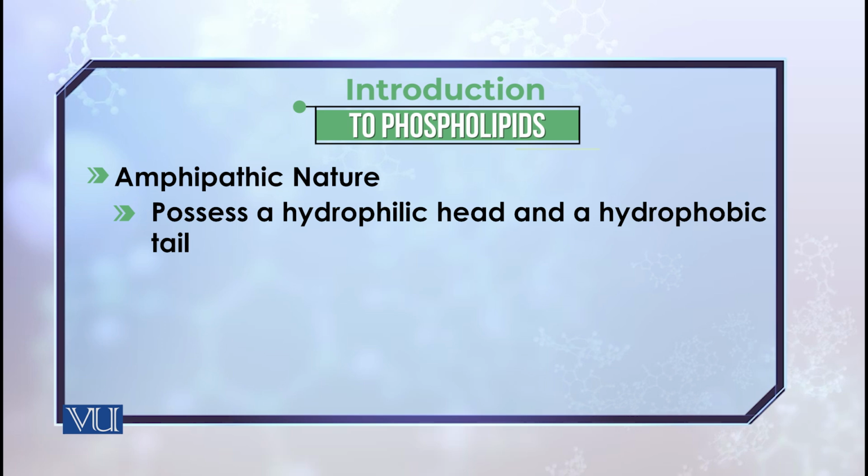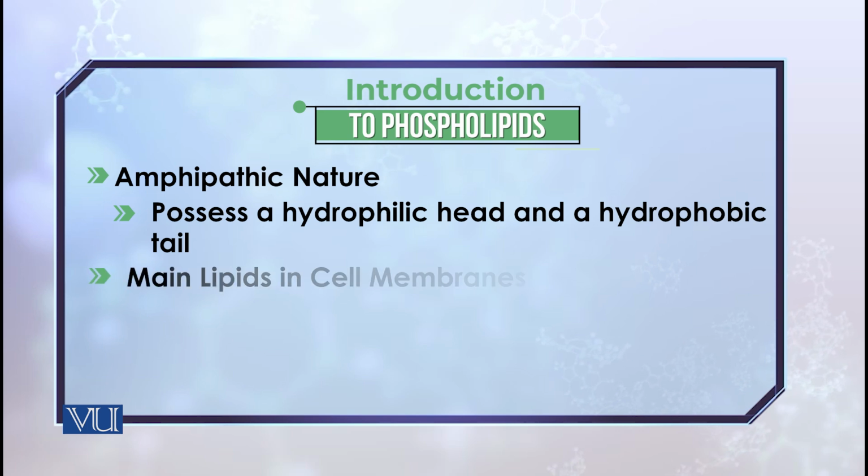And one of the most important types of lipid which exhibit amphiphilic characteristics are the phospholipids. They possess a hydrophobic tail, which is made up of fatty acids, and a hydrophilic head, which is made up of phosphate moiety. They are very important lipids.